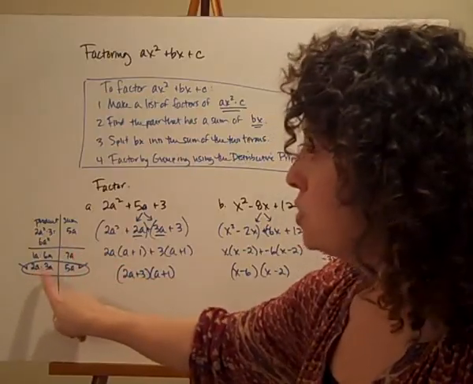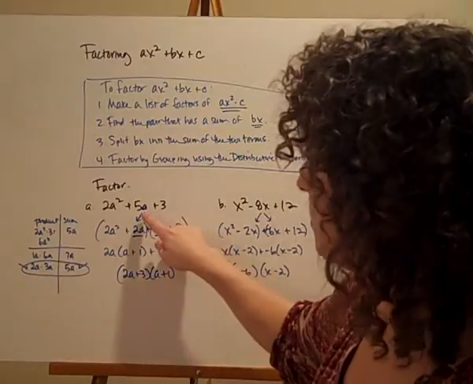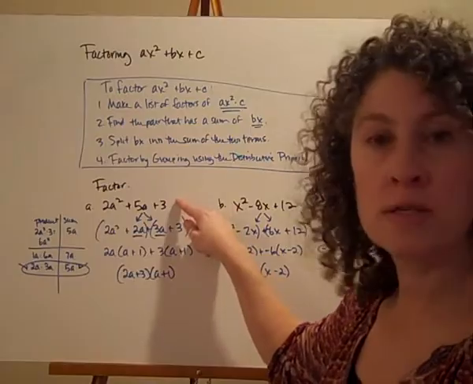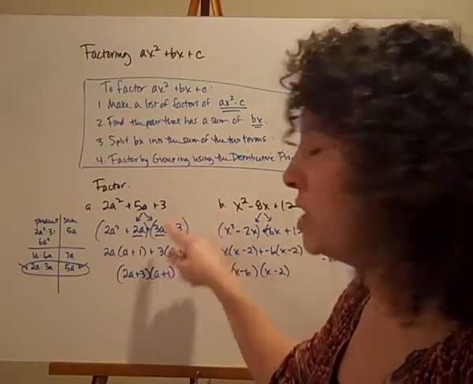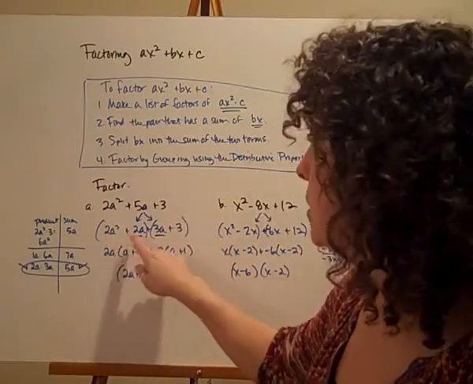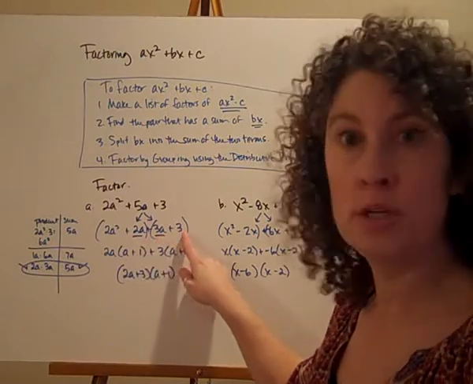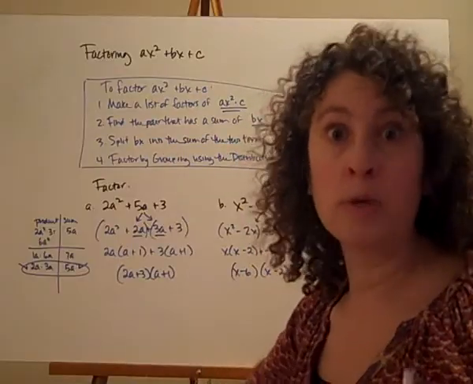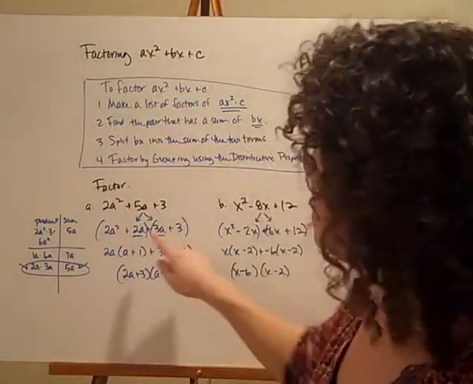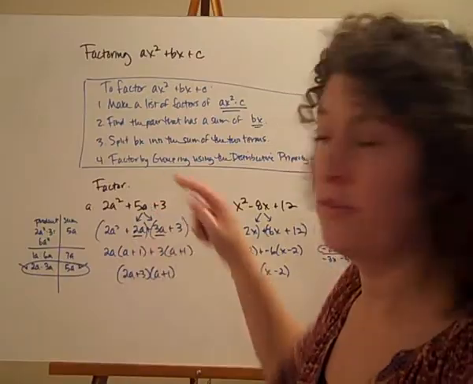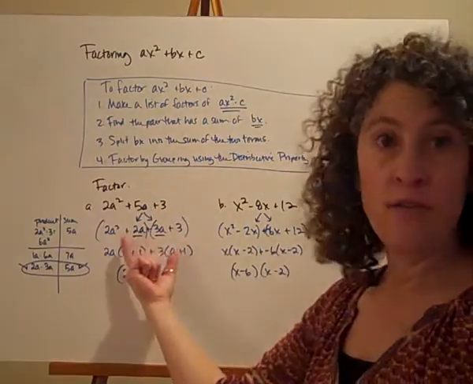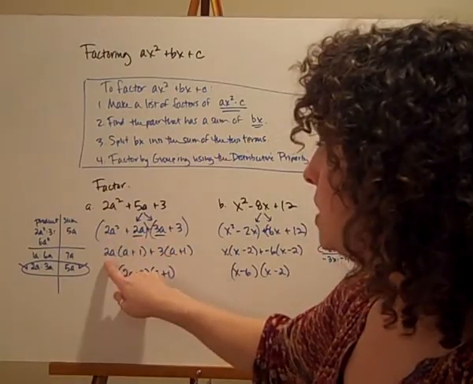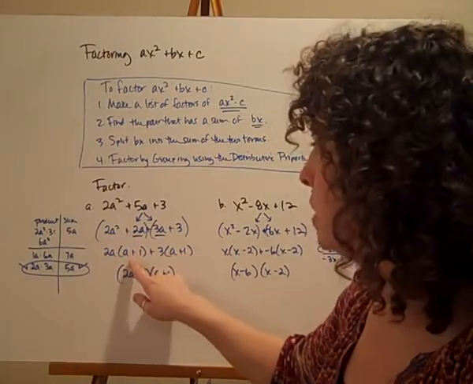So I'm going to break up the 5a into 2a plus 3a. Now I've rewritten this trinomial as 4 terms: 2a squared plus 2a plus 3a plus 3. Notice I'm just taking my multiplication and working backwards. If I add the 2a plus 3a, I get that 5a, that's the middle term. But now that I have 4 terms, I can pair them off and see if I have common factors. From 2a squared plus 2a, I can take a 2a out, leaving a plus 1.